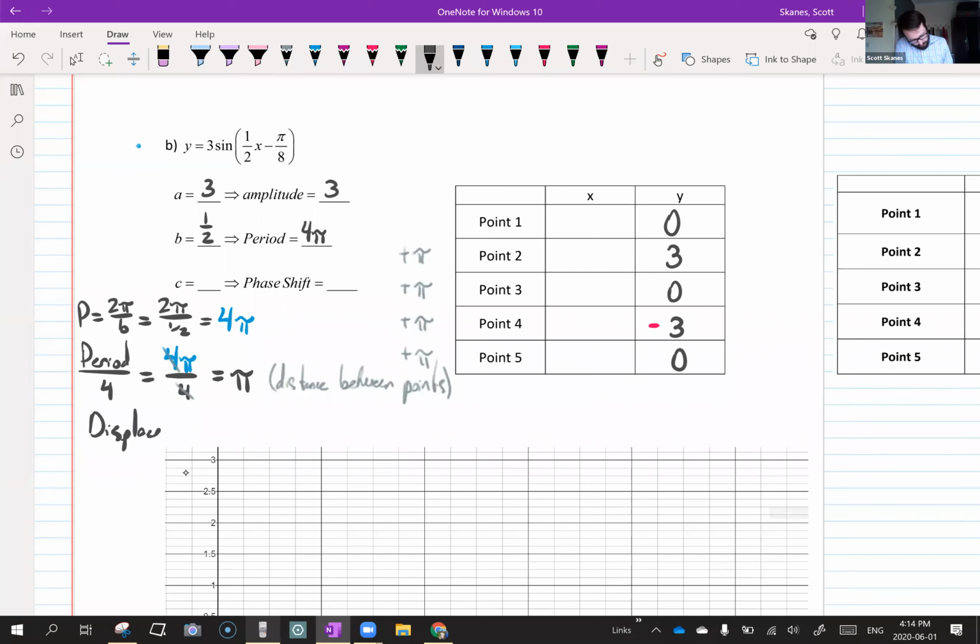Has anyone calculated it yet? It's negative c over b. Oh, what's c? Negative pi over 8. So this is interesting. Negative pi over 8 over 1 over 2. 1 over 4 pi. No. So, wait. Let me make sure I got all my things correct. Yeah, okay. I want to give you a trick for doing fractions like this.